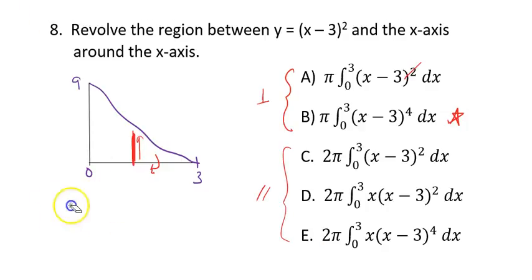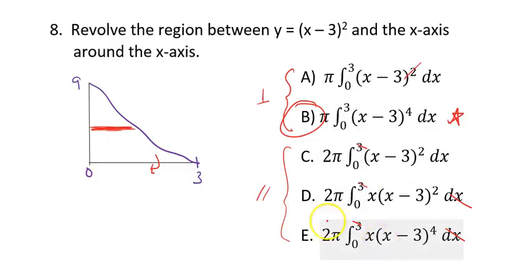Now, let me come back over here and consider the parallel situation. Those would be parallel to the x-axis. So these should be dy's. Well, none of these are dy's. And the limits should be 0 to 9. So none of these are 0 to 9. So this is going to have to be B because it's the only one that matches what's going on.